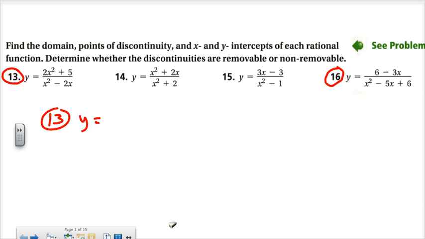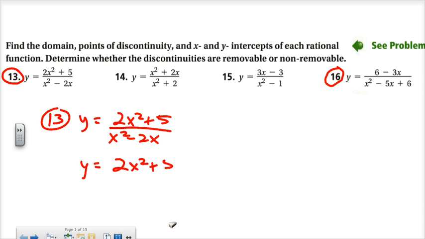So the first thing that we need to do is to go ahead and factor whatever we can. So we look at our numerator, 2x squared plus 5, and there is no common monomial factor that we can pull out of that. So that is as simplified as it's going to get. There is no factoring that we could possibly do.